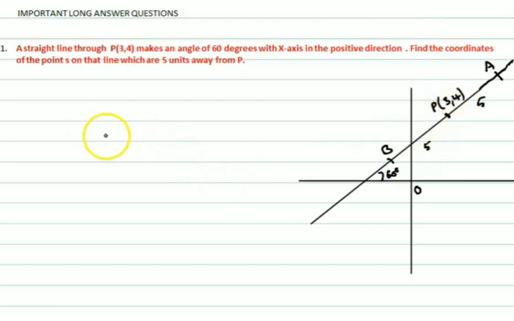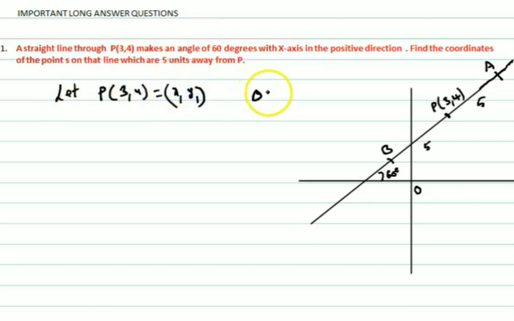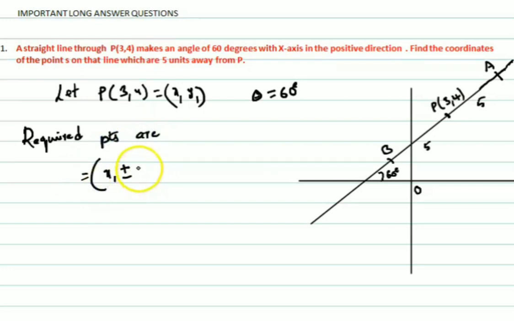Is it clear? Right. So what is the formula for finding the coordinates which are at a distance of r units and making an angle theta with the x-axis? The given point P(3, 4) is (x1, y1). Theta is equal to 60 degrees. Therefore, required points are (x1 plus or minus r cos theta, y1 plus or minus r sin theta). So r is equal to how much? As shown in the diagram, r is equal to 5.